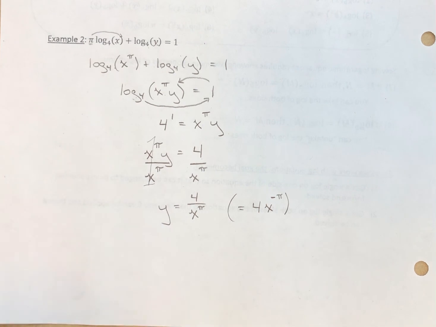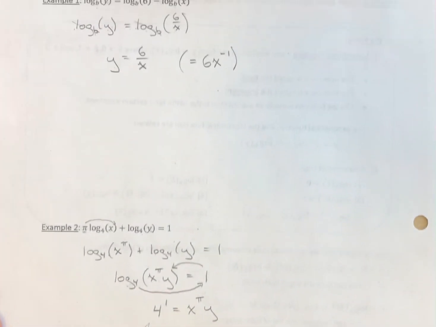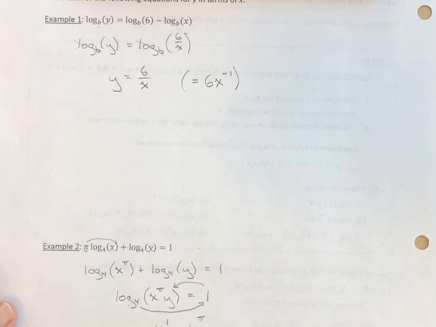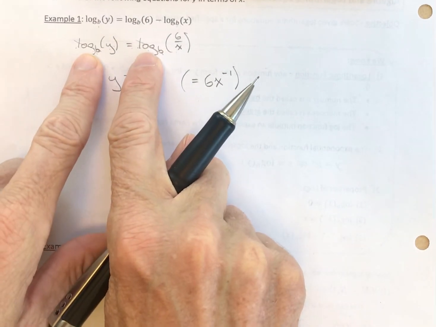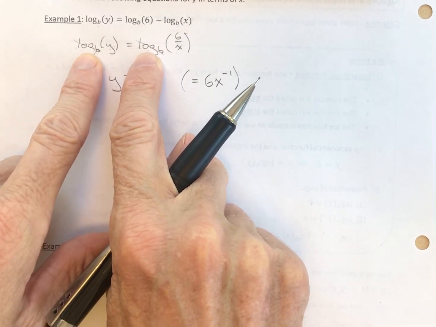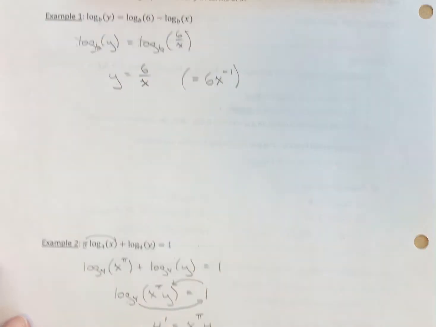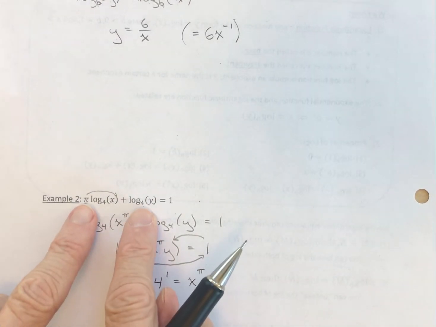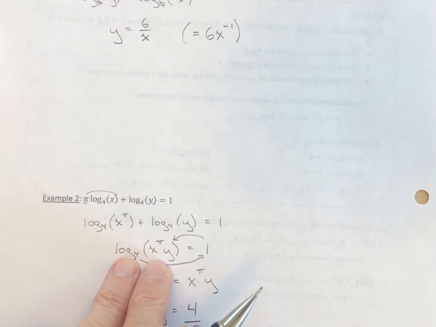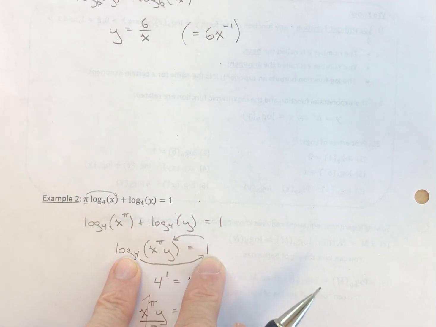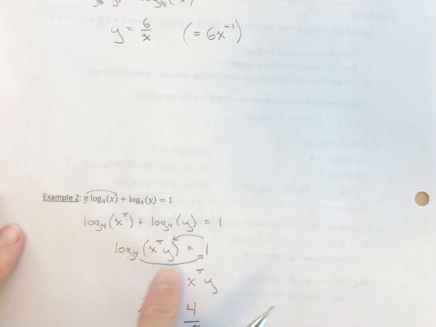So there you have it. Okay, a couple of examples. What we're after here is, can you get a single log on either side? Because that allows you to remove the logs and work with it. Or can you get a single log on one side and a non-log on the other side? Because that allows you to take advantage of the exponential form, which you can then work with.